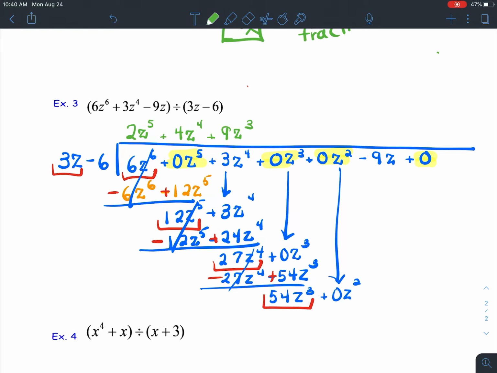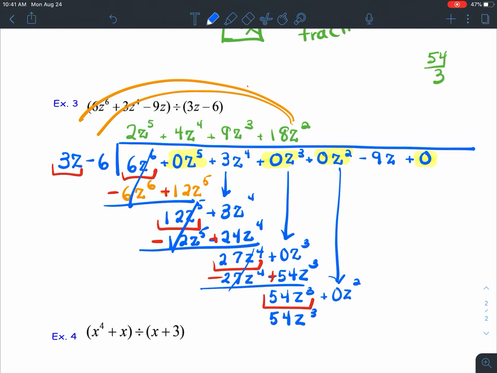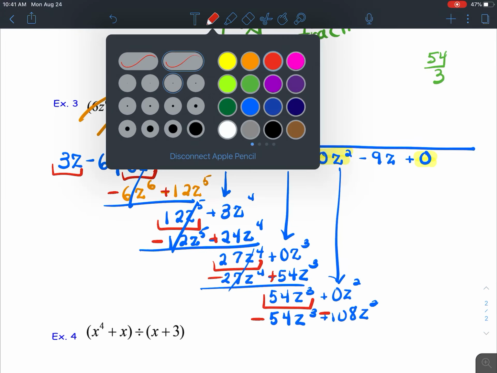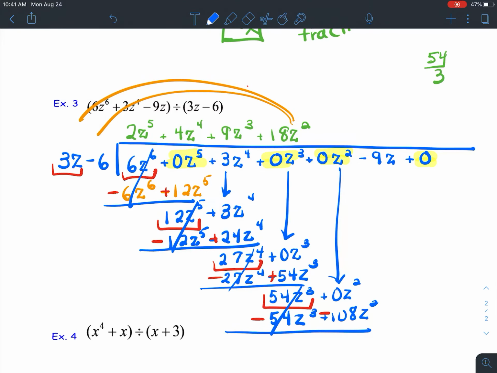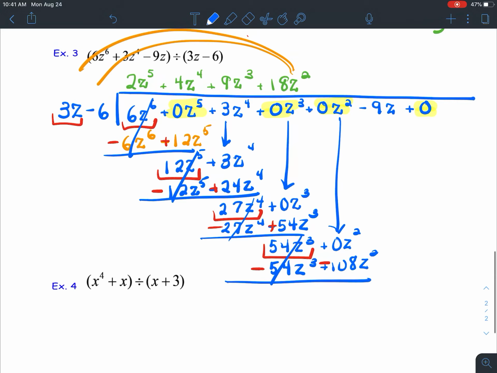Okay, so we're saying 3z times what gives you 54. If you're not sure, on your calculator you could divide 54 by 3. It would go in there 18 times. We do need a z squared here, so I'm going to distribute an 18z squared to both of those terms. That's going to give me 54z cubed plus 108z squared. Again, with the flipping of the signs, we're going to add down, cancel that first term here.